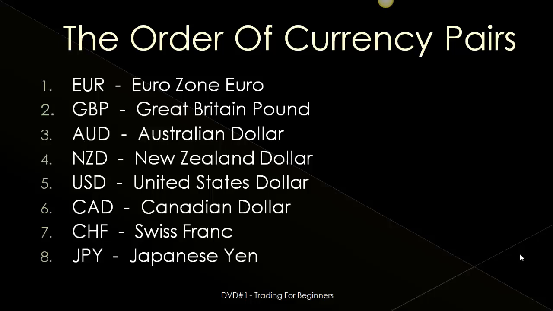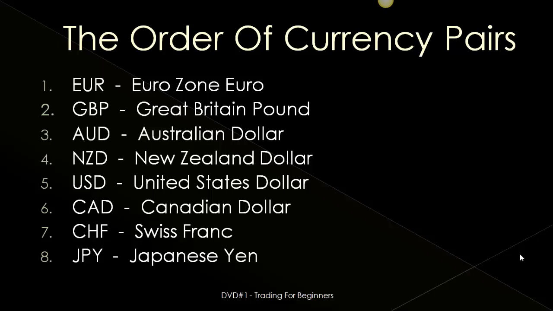Let's assume that we wanted to join the Canadian dollar with the Australian dollar. In this case, the currency pair would be the AUD-CAD. The reason for this is because the Australian dollar features higher up on the list than the Canadian dollar. So when we pair them together, the currency that's higher up on the list becomes the base currency, and the currency that's lower on the list becomes the quote currency.